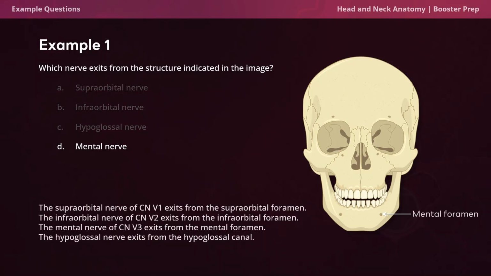The answer is D, the mental nerve. So the supraorbital nerve of cranial nerve V1 exits from the supraorbital foramen. The infraorbital nerve of cranial nerve V2 exits from the infraorbital foramen, and the mental nerve of cranial nerve V3 exits from the mental foramen. Now, this relation between nerves and foramina should be pretty straightforward. However, the one slight difference is that the hypoglossal nerve exits from the hypoglossal canal. And now that that's that, let's move on to example question 2.